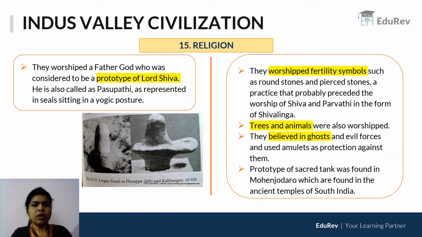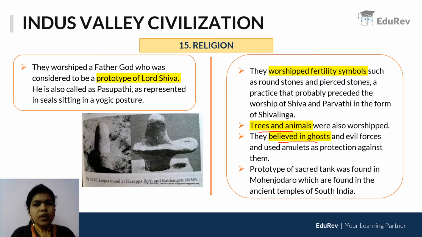Continuing the concept of religion, they worshipped a father god who was considered a prototype of Lord Shiva, the initial format of Shiva, and he was called Pashupati, suggested to be sitting in a yogic posture. And they worshipped fertility symbols, trees and animals. They believed in ghosts and evil forces, and amulets were used as protection against these evil forces.